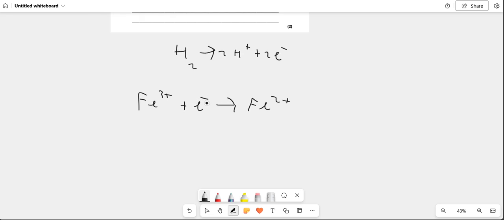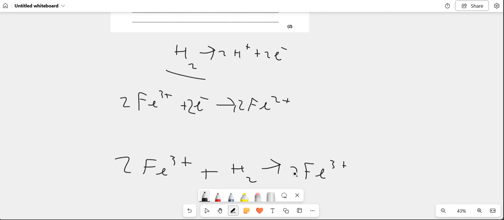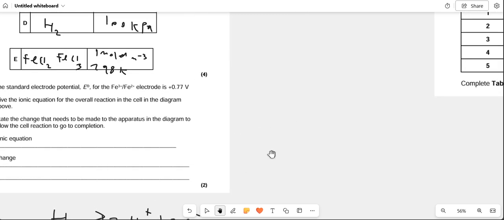I need to balance the electrons now. I've got 2 electrons down here and I only got 1 there, so balance that. Put 2 there, 2 there, 2 there. Now cancel everything and write the product. So you've got 2Fe3 plus on the left-hand side, plus H2 from up here, another reactant. That's going to go to 2Fe2 plus, because that's the product here, and then plus 2H plus. That's the ionic equation. What's the change?